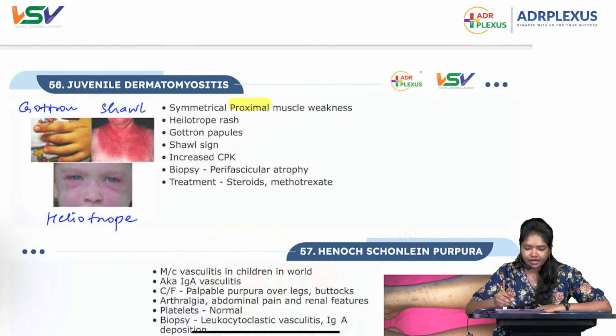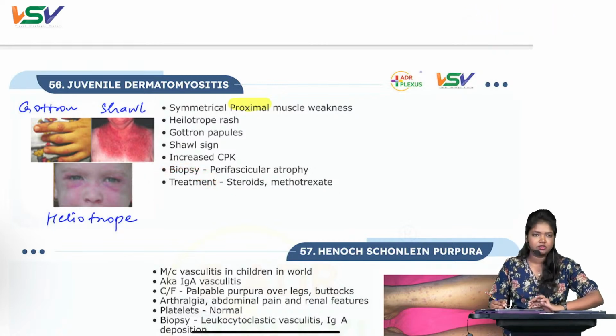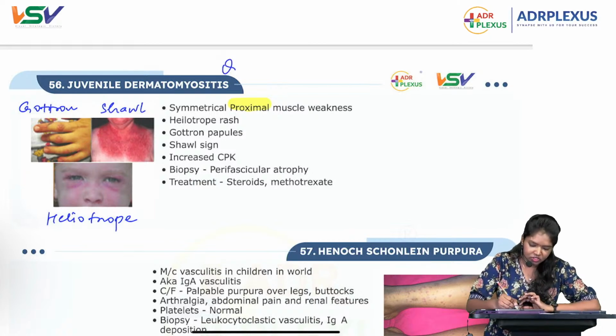CPK levels will be elevated. Biopsy will show a finding called perifascicular atrophy. Treatment is steroids and methotrexate. Okay, that's all. That is about JDM. Image based questions are possible.